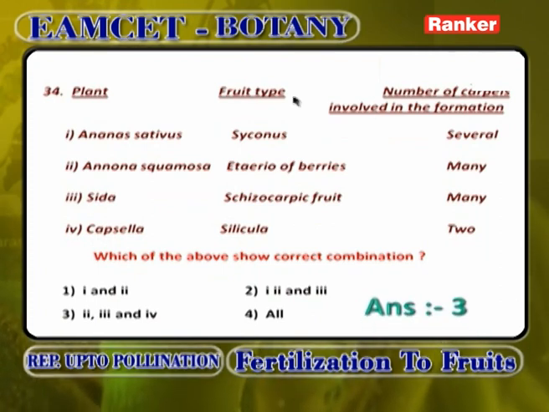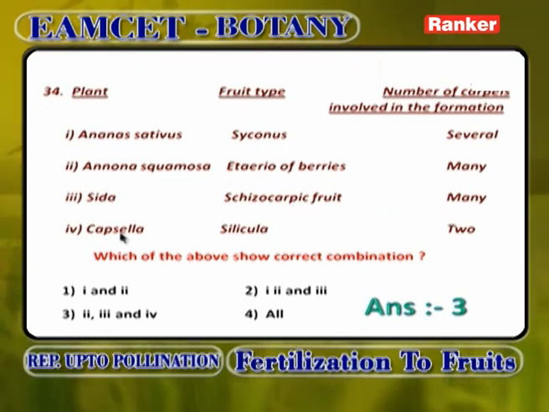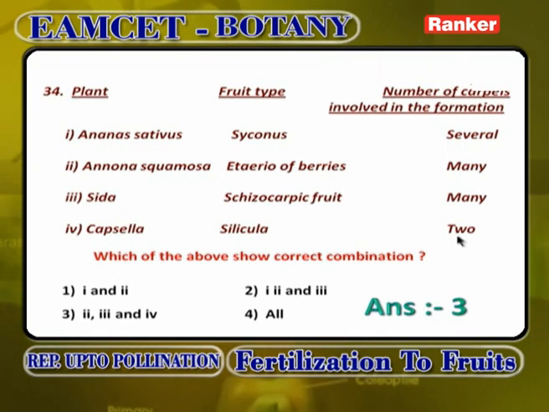Now, plant, fruit type, number of carpels involved in the formation. Ananas sativus, Syconus, several. Annona squamosa, etaerio of berries, many. Sida, schizocarpic fruit, many. Capsella, silicula, 2. Answer is 3. 2, 3, 4 are the correct combination.